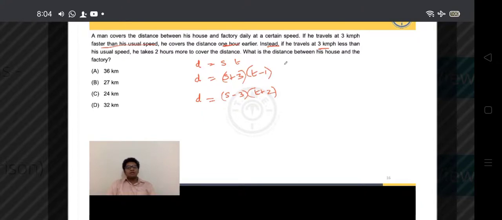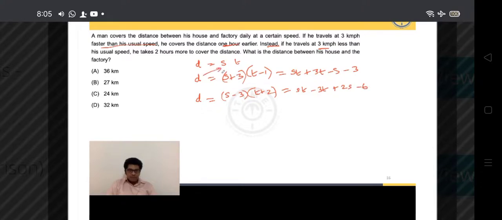What is the distance between his house and the factory? So I know d equals st. So this equation I can just expand this. What is (s plus 3) into (t minus 1)? st plus 3t minus s minus 3. Similarly, (s minus 3) into (t plus 2) will be st minus 3t plus 2s minus 6. This is equal to d.